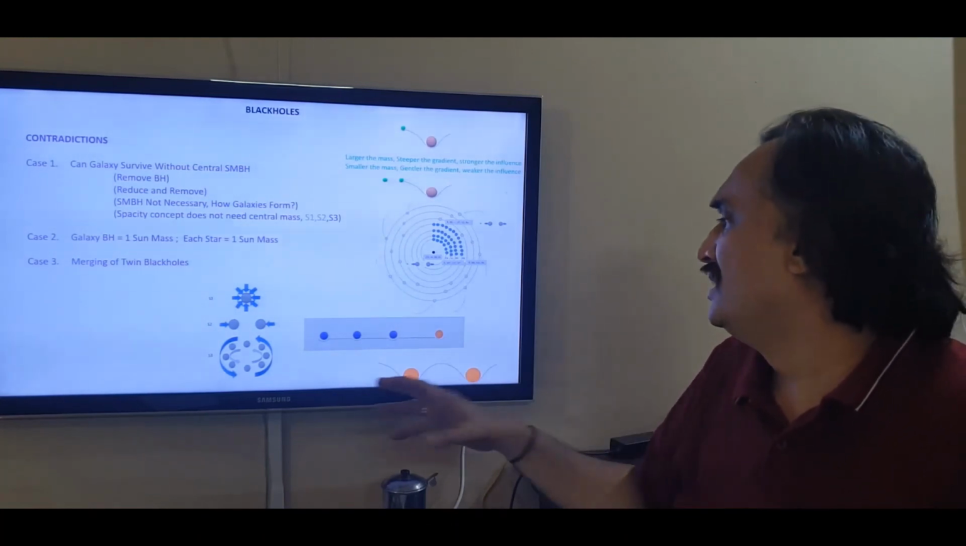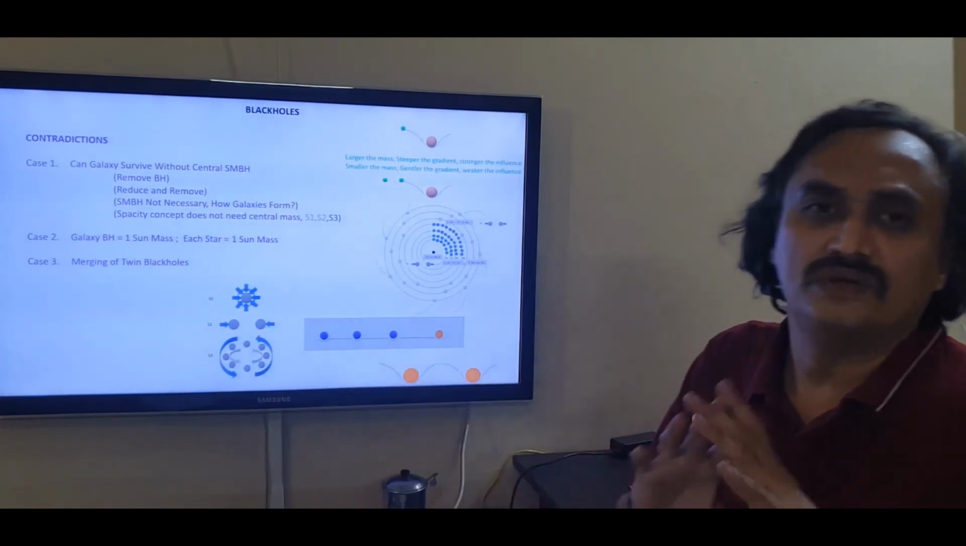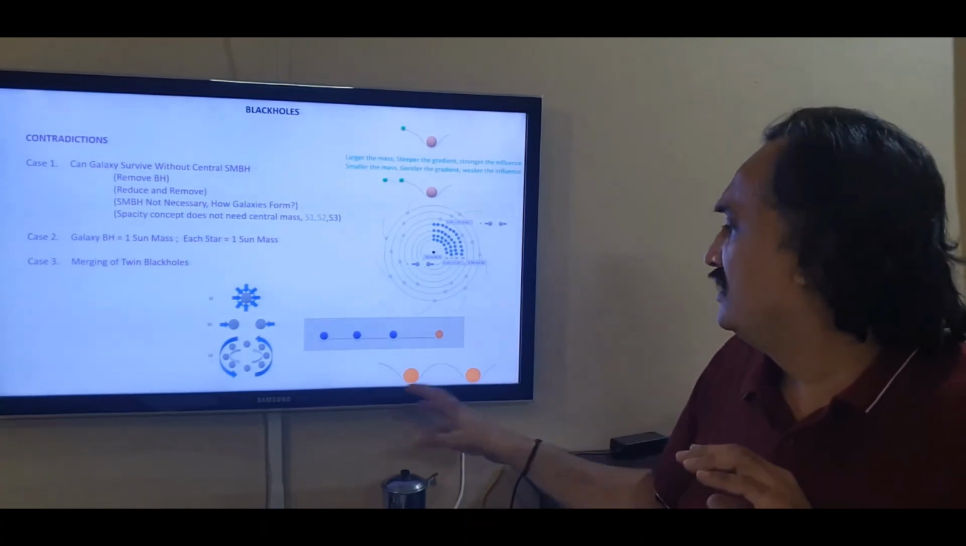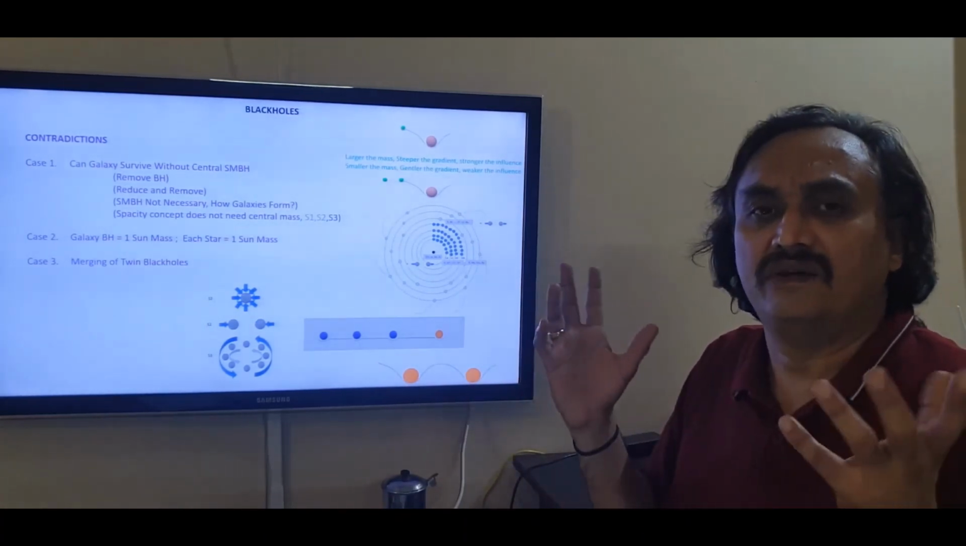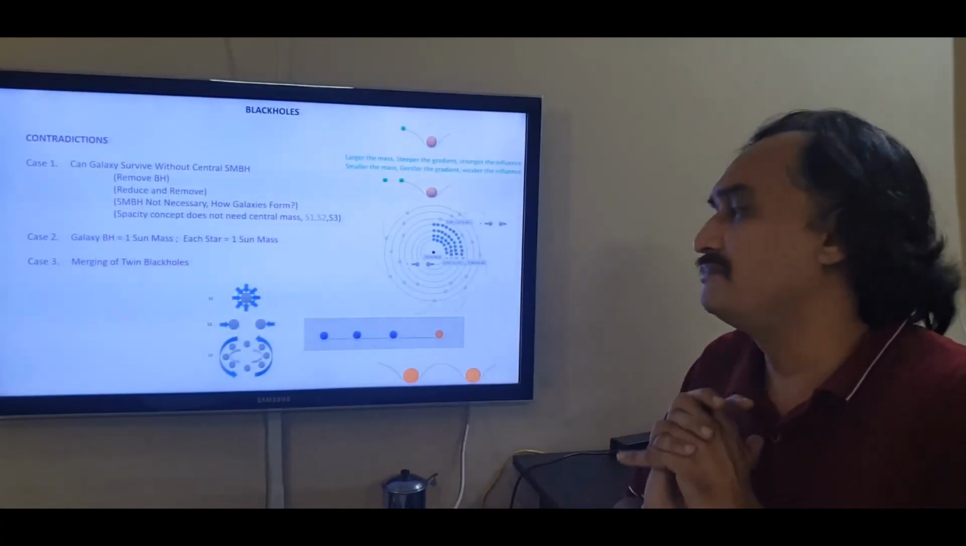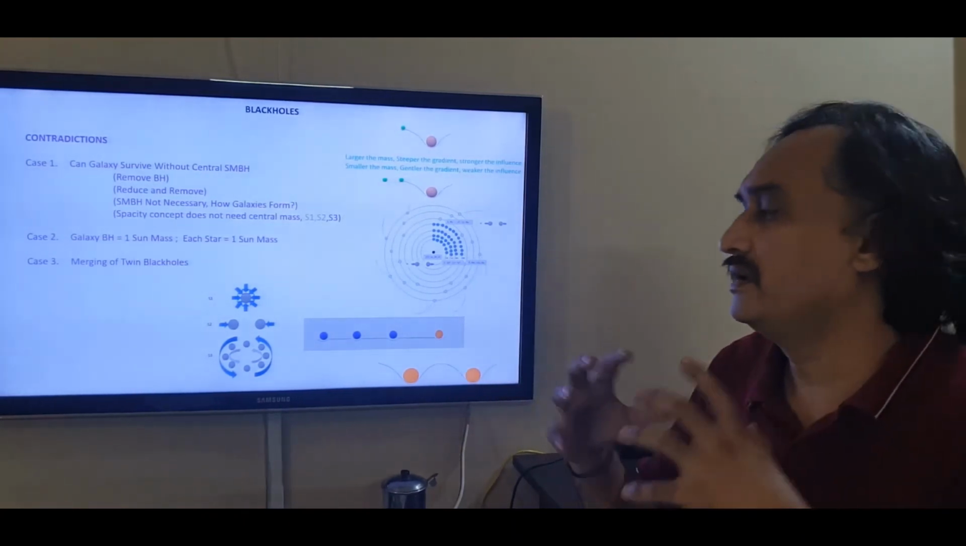This is taken care of in the Manthan model. How does it do that? In the Manthan model, you can see S2; it does not make a difference whether the masses are equal or unequal. It just brings them together because it is operating from outside.